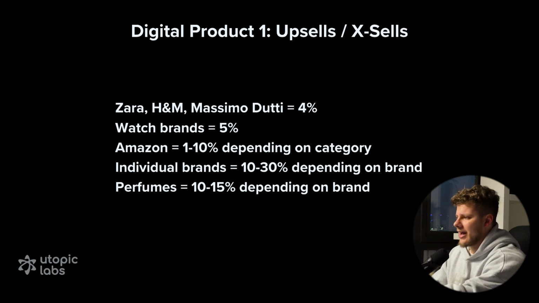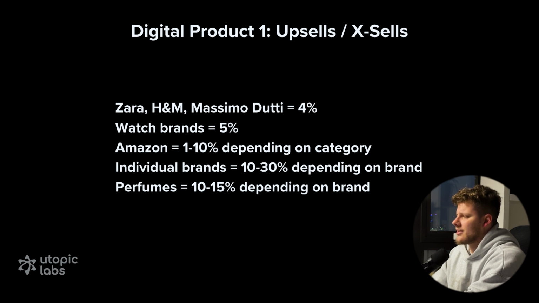So for example, you can have Zara, H&M, and Massimo Dutti, and they all pay 4%. They're all actually from the same main brand, which is owned by, I believe, Amancio Ortega. So he basically owns all of these brands like Zara, H&M, Massimo Dutti, Pull&Bear, and some other ones. Basically they will just offer you the same commission because it's the same kind of structure.